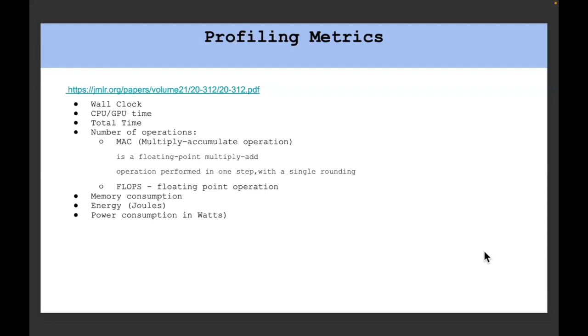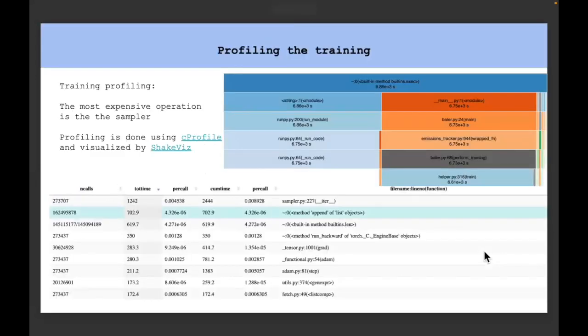So profiling metrics, there's a whole list of possible metrics that it's possible to use in order to inspect training, including the program time, the hardware time, multiply-accumulate operations, floating point operations, the total memory that was consumed, energy in joules, and power consumption in watts. So for the simplest case, we used the C profiler in order to estimate the total time, the total execution of this training, and inspect the most costly operation.